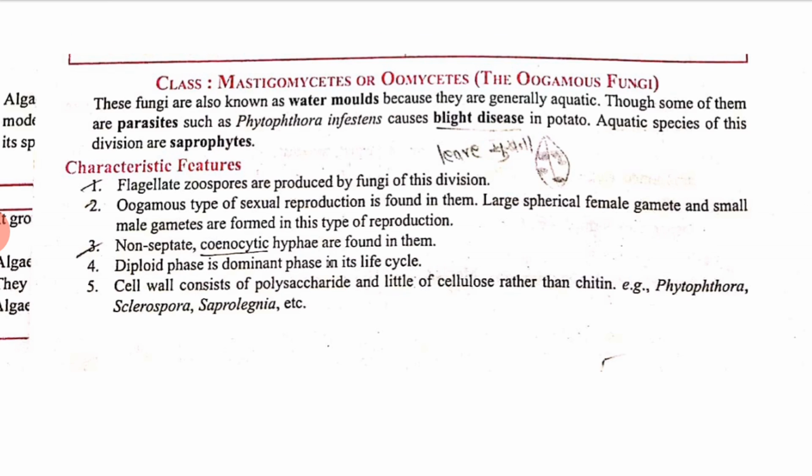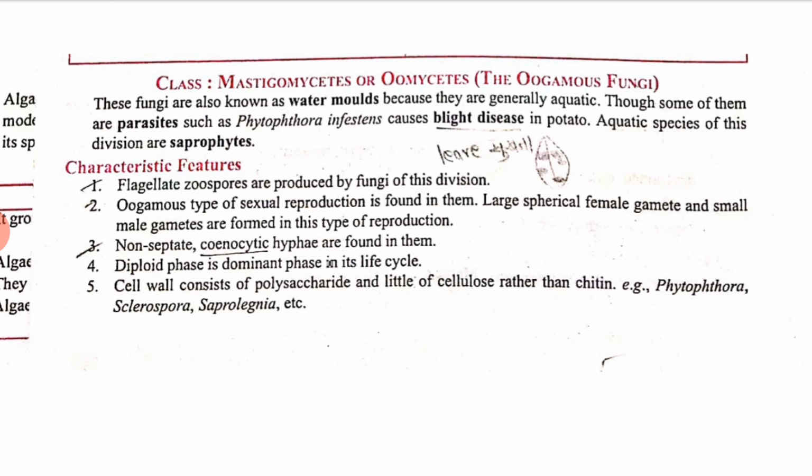Some of them are parasites, such as Phytophthora, which causes blight disease in potato. So it is the name of a disease which generally occurs in potato, known as blight disease. And aquatic species of this division are saprophytes.